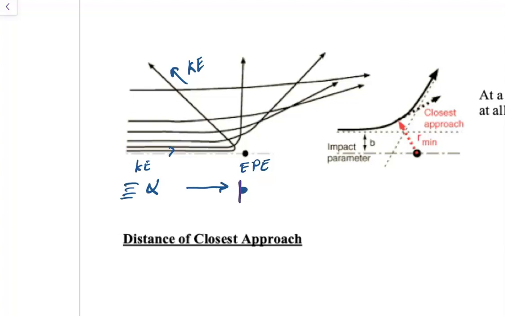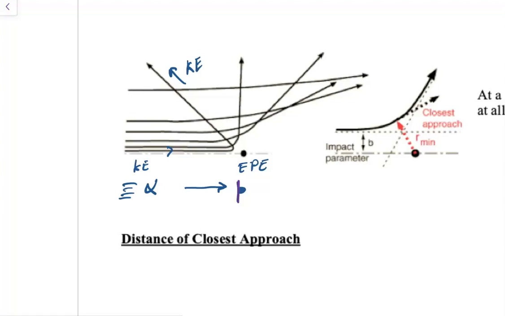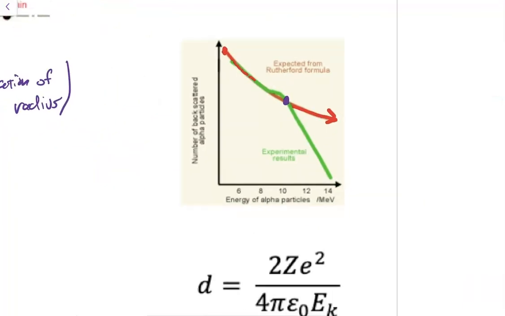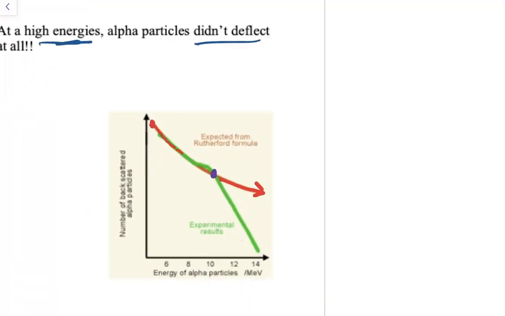And this energy is going to help us determine a distance of closest approach using our understanding of energy, which is going to be pretty much our approximation of a nuclear radius. So let's go to the experiment, like a relationship that we noticed in this before we jump into the equation that we'll see.